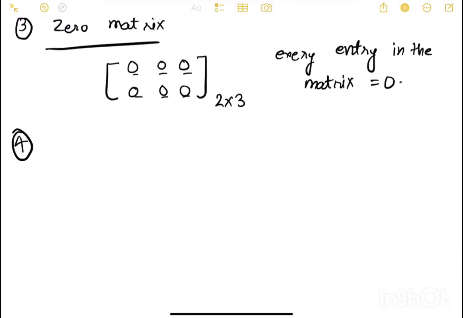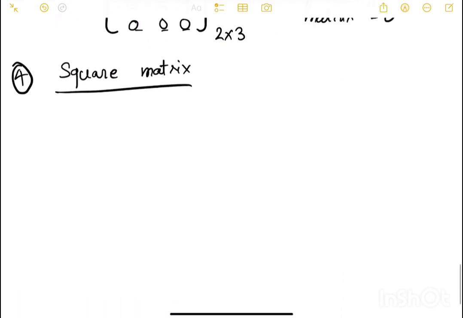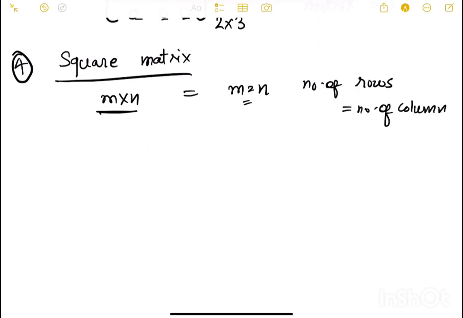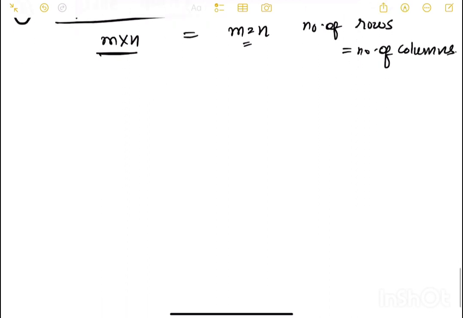Now the next is a special kind of matrix. It is my square matrix. Since we had the order m cross n, the additional condition in a square matrix is that m is equal to n, that is, the number of rows is equal to the number of columns. Now I will just give an example. What if I am dealing with a 2 cross 2 matrix and a 3 cross 3 matrix? How will it look?